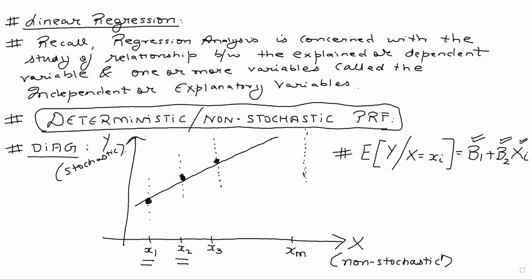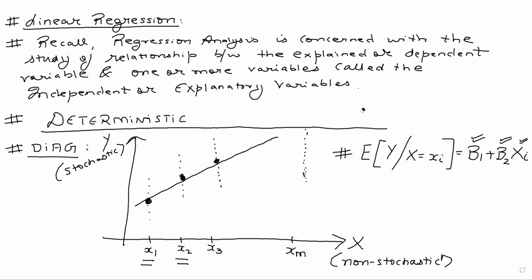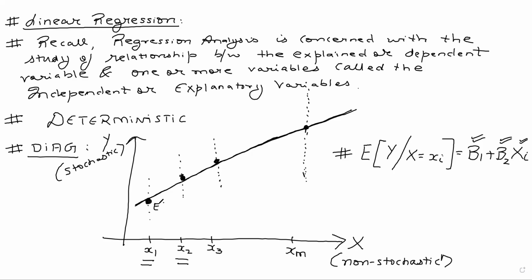And I can stretch it forward. If I erase this particular part, I can stretch this population regression function forward. So it will look somewhat like this. This is going to be my straight line. This particular point is expected value of y when x takes the value x1. This particular point is expected value of y when x takes the value x2. This particular point is expected value of y when x takes the value x3. And I can stretch it and I can write this is expected value of y when x takes the value xm.